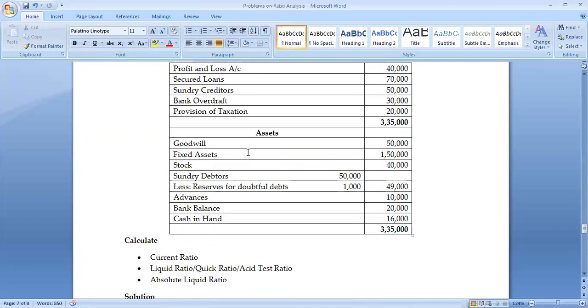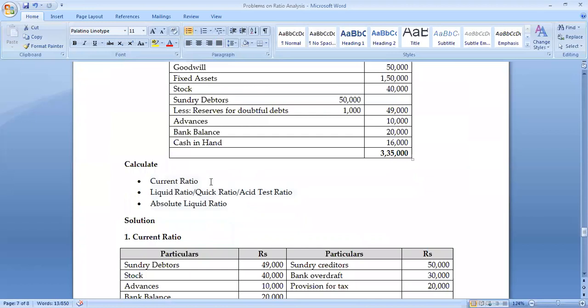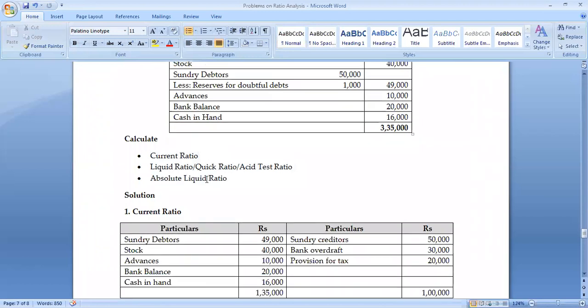Assets information: goodwill, fixed assets and so on. We don't need all this information unless we see what should be calculated here. The stock, sundry debtors less provision for doubtful debts, advances, bank balance and cash in hand are given. So what is the current ratio formula? Taking all the current assets against all the current liabilities into consideration.